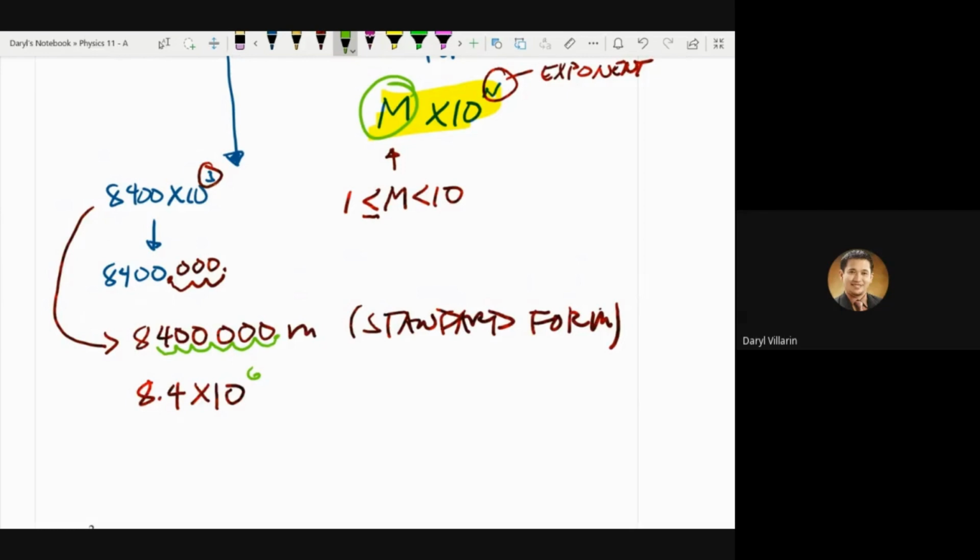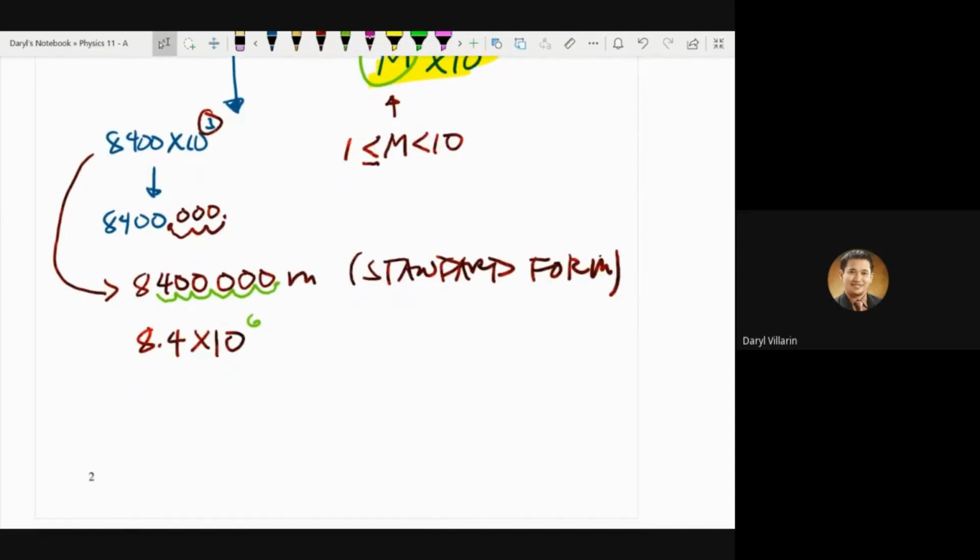Or just think this way. If you are dealing with a large number and you're going to express it in scientific notation form, make sure that you check the exponent. The exponent should be positive in this particular case. This one here is around 8,400,000. So 8 million is a big number, so I can expect that the exponent is positive. Okay.